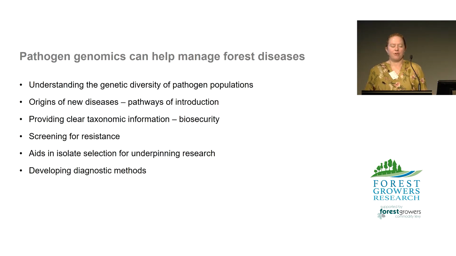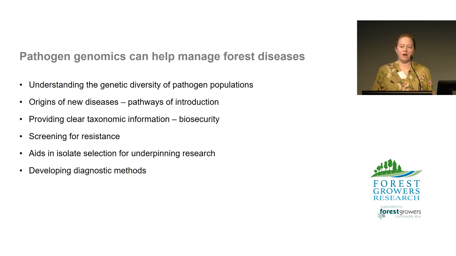So at the start of the program, we started by sequencing the full genomes of around 7 Phytophthora species and a couple of strains of each of those. And the reason for doing this is that we knew that genomics would help us in several ways. So it can help us to understand the genetic diversity of the pathogen populations. It can help us understand the origins of new diseases and maybe even the pathways of introduction. It can provide clear taxonomic information which really underpins our biosecurity system. It can help us with screening for host resistance, as Natalie's just described.